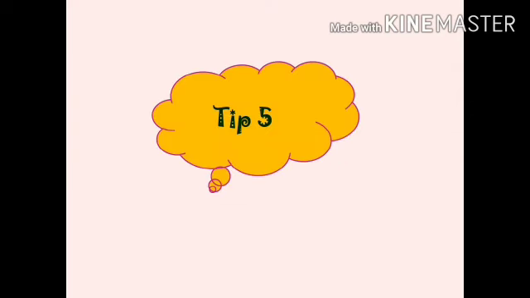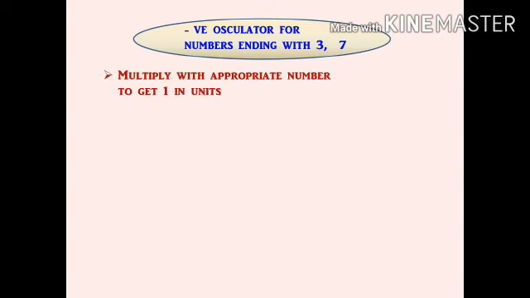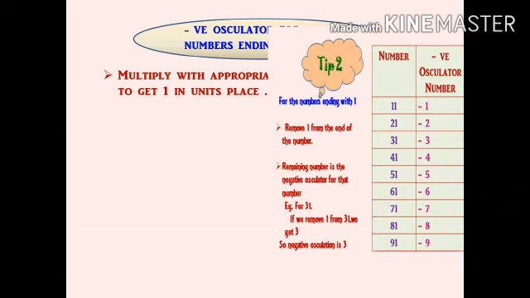So next in tip 5 what we are going to see is how to calculate negative oscillator number for the numbers ending with 3 and 7. Once we know the positive oscillator number, we shall know the negative oscillator number also, because addition of the two numbers is the original number. Anyhow, let us learn for extra knowledge. The method to calculate negative oscillator for the numbers ending with 3 and 7 is just multiply with the appropriate number to get 1 in units place, because once we get 1 in units place, calculating negative oscillator number is very easy.